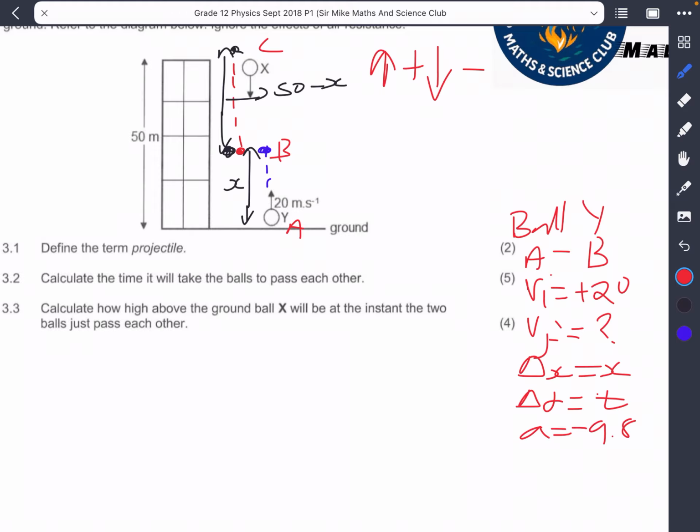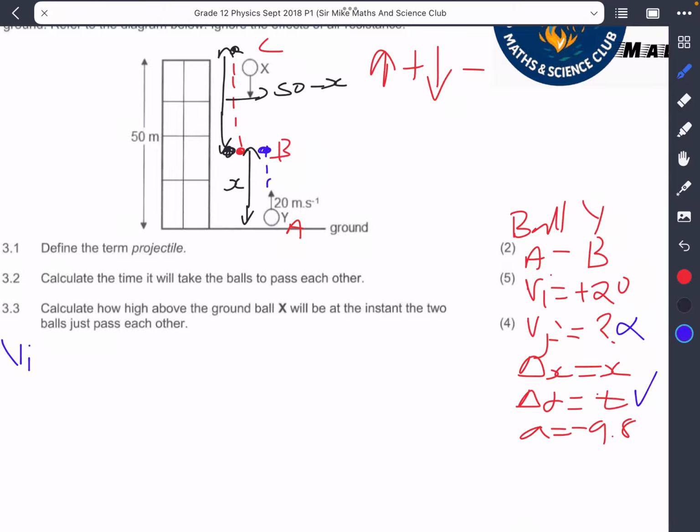Now remember that I'm looking for time. I'm looking for time, but I don't know the final velocity. So any equation that I'm going to choose mustn't have the final velocity. I know the initial velocity, so the equation that I'm going to choose is the one that says vi.